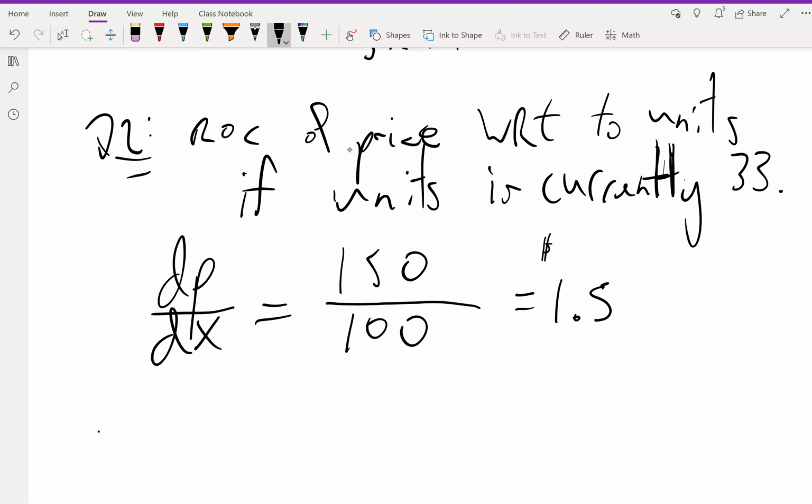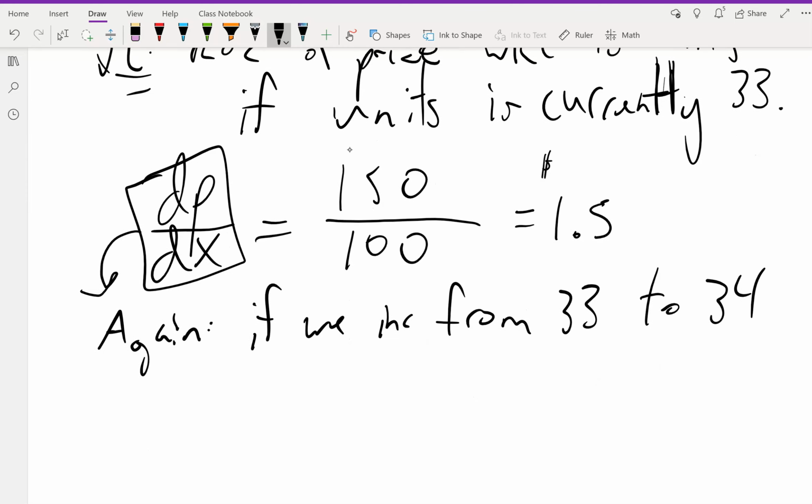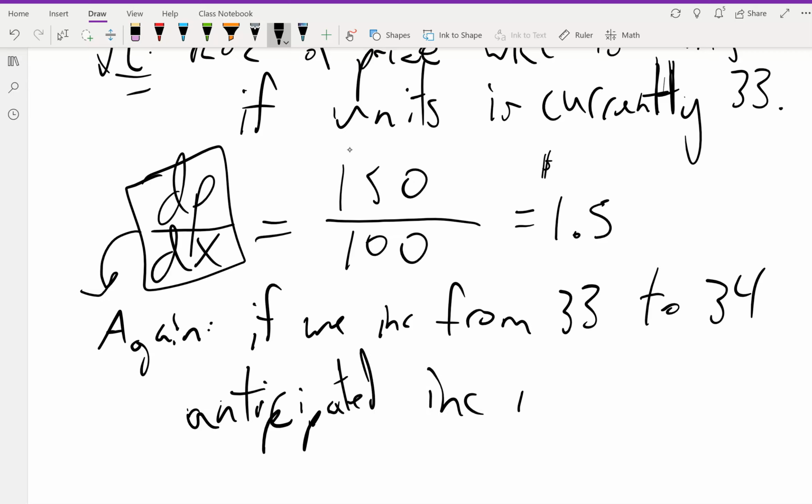in price. So again, just so I make it very, very clear, if we increase from 33 to 34, because that's what the marginal is all about. That's what this derivative has always been about, people. The derivative is all about the marginal, the 1 unit increase. If we increase from 33 to 34, a 1 unit increase, what is the anticipated increase in price? And that is $1.50.